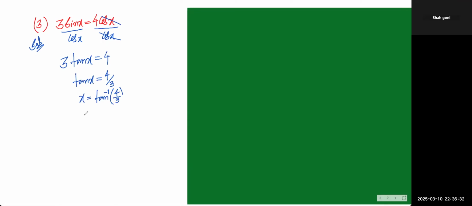So x is equal to, if you see the calculator, the value of tan inverse of 4 by 3, if you have a calculator, you can check it, it is 53.13 something. And always the answer should be in degree. Now it is asking to get the value of x should lie between 0 to 360 degree.